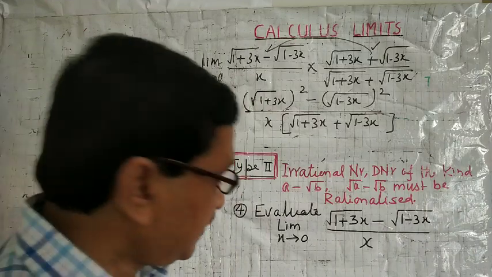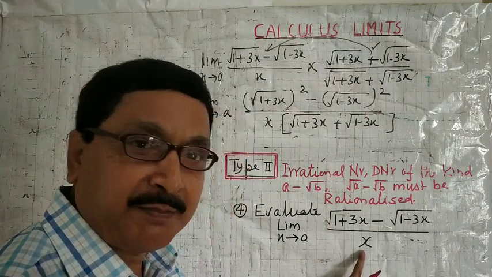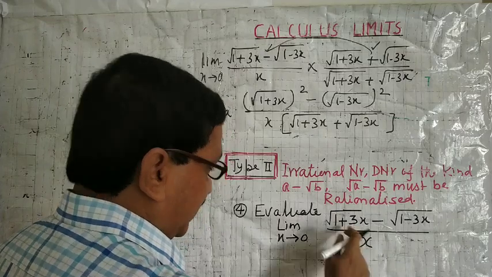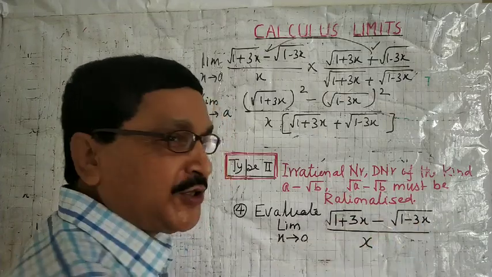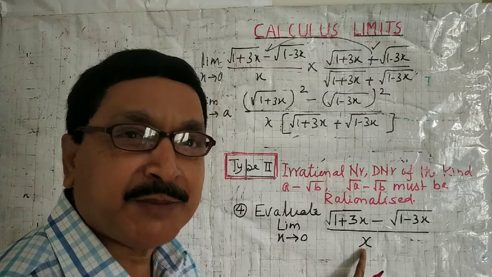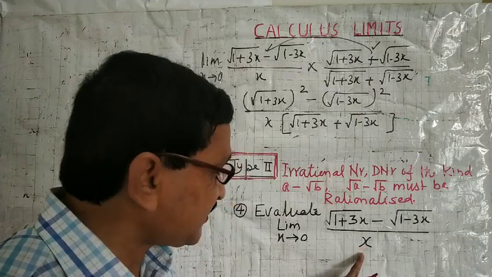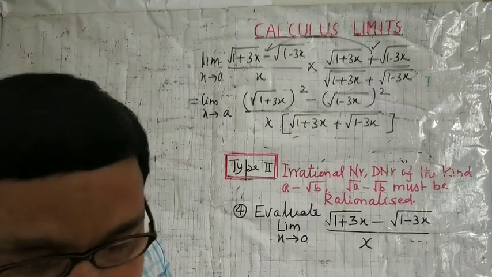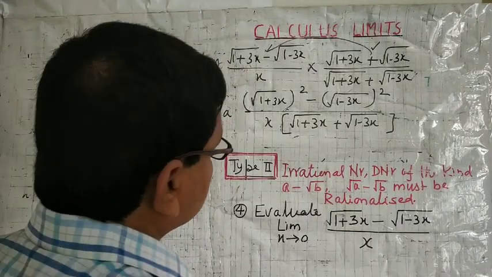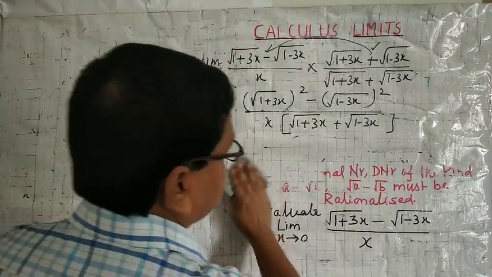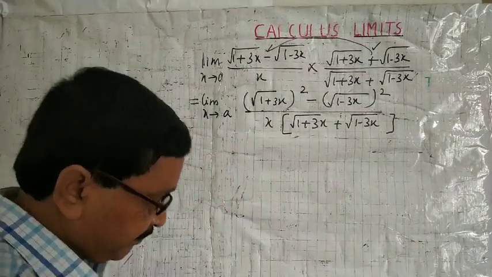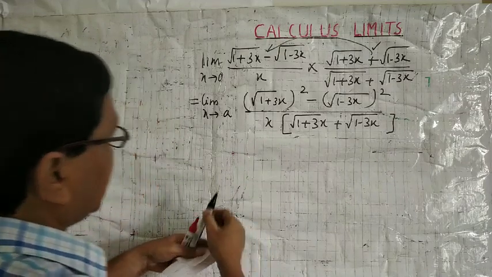Students, remember that this x is creating the problem. Due to this x, when x is taken as 0, all this will be 0 by 0, so this x is the major problem. If you cancel x, then you will be close to your answer. Just see how it will be cancelled.